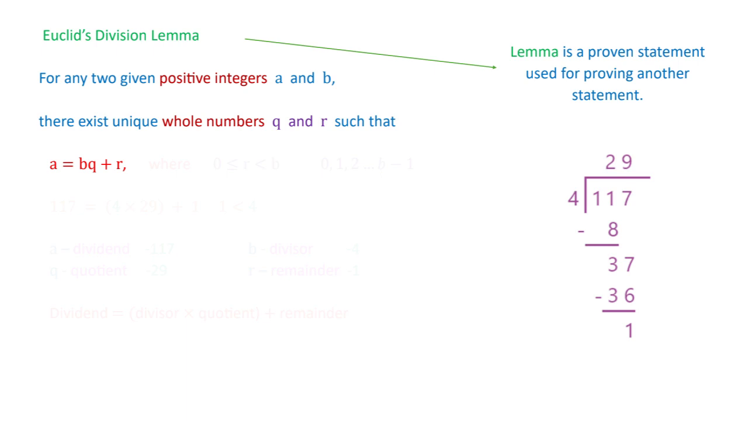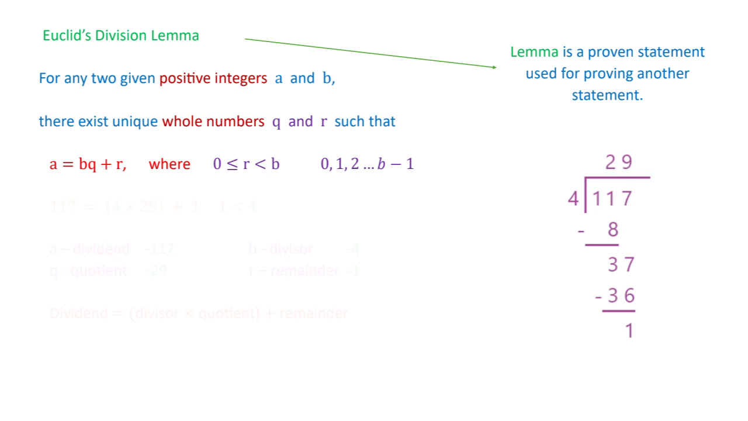Now it is interesting to note over here that we cannot further divide this value, because this remainder 1 is now less than 4. And this is mentioned in Euclid's division lemma: the value of r, the remainder, lies between 0 and b, that is, r is greater than or equal to 0 and less than b. So the possible values of r are 0, 1, 2, and so on up to b minus 1. These are the possible values of the remainder.